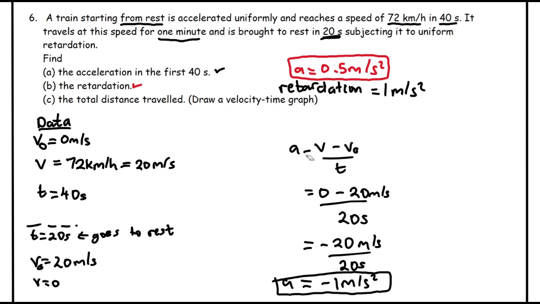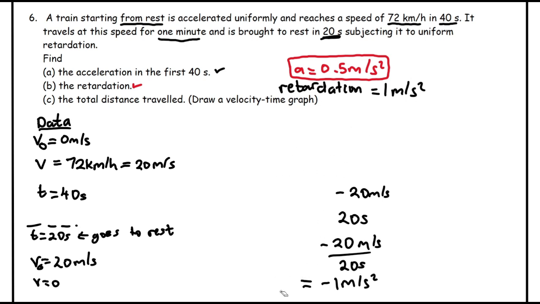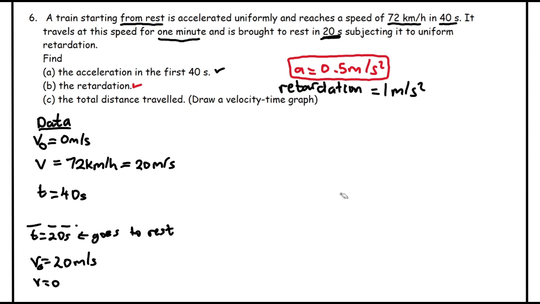The last thing we are told is to find the total distance traveled. But before we can find it, we have to draw a velocity time graph. So let's begin drawing it. On the y-axis, we'll have the velocity, and on the x-axis, we'll have time.